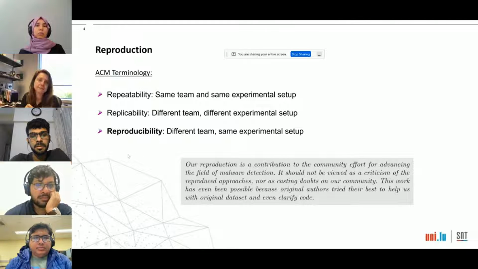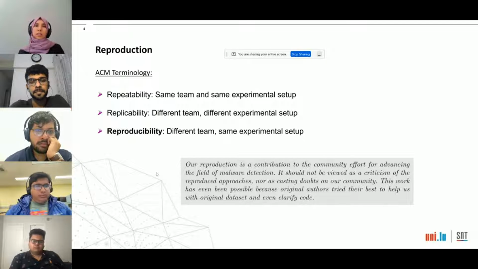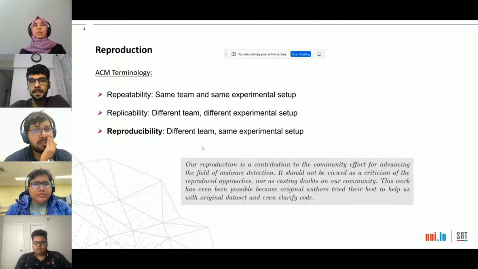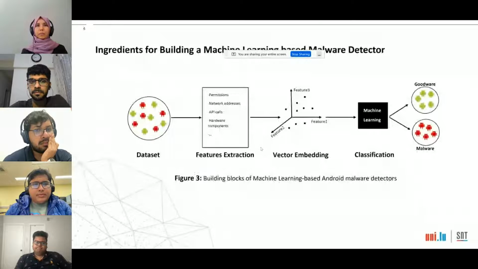I also want to mention that our reproduction study should not be seen as a criticism of the reproduced projects. Actually, being selected in this study means that these approaches already care about open science, since the original authors make some or part of their artifacts publicly available. To conduct a reproduction study, we need to collect the dataset, extract the features, embed them in vectors, and then train the machine learning algorithm for the classification.